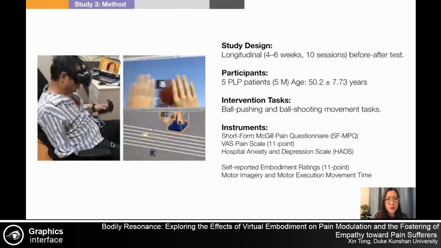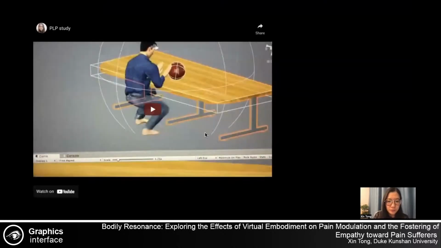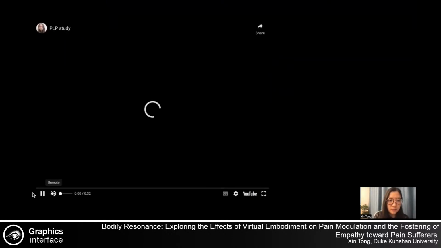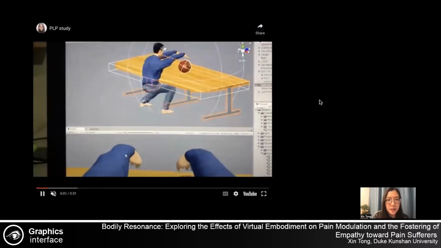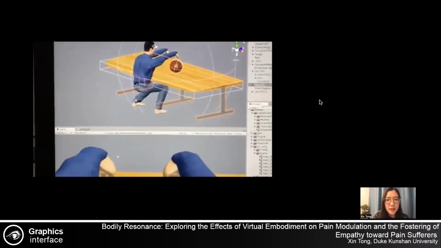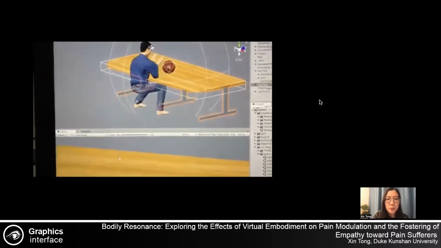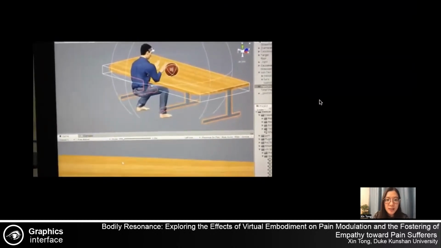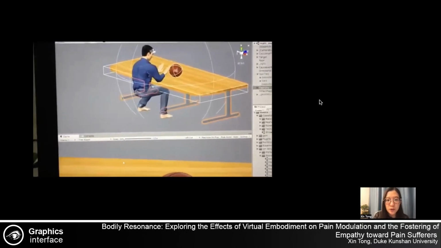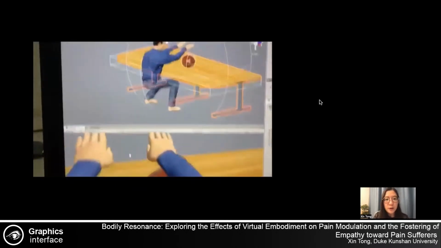So I recruited 5 phantom limb pain patients for a longitudinal study, and participants experienced 2 motor tasks during each intervention for 4 to 6 weeks. In the video, we can see that the patients inhabited a virtual body. The movements of their intact limb were mirrored to both virtual limbs. We can see that the phantom limb pain patient can adapt to the virtual reality tasks pretty well.